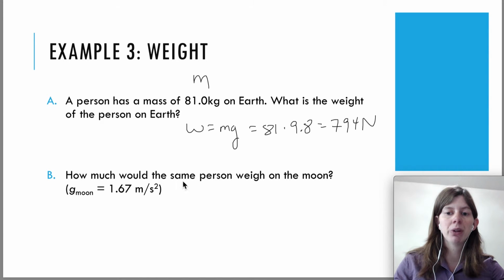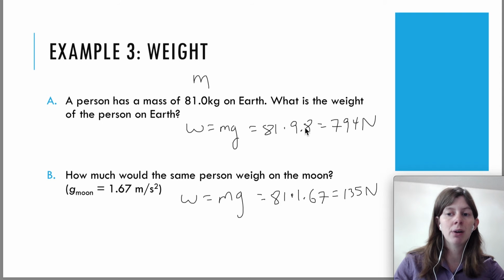Part B, how much would the same person weigh on the moon? Weight is still equal to mg. The mass has not changed. Mass is still 81, but now the acceleration due to gravity on the moon is smaller. It's 1.67. You multiply these two numbers together, get about 135 newtons. So this is what the previous slide meant, that weight does depend on location. On the moon, you weigh less than on the Earth, but your mass has not changed.